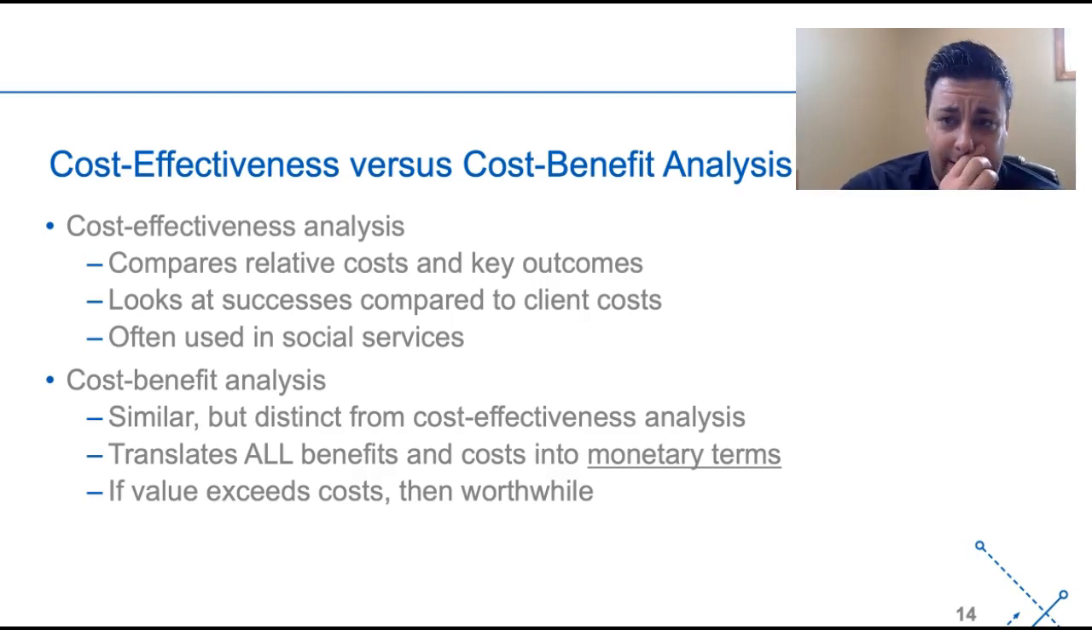A cost benefit analysis, on the other hand, is distinct from a cost effectiveness analysis. However, it is similar. The cost benefit analysis really translates all of those benefits and costs into monetary terms, and so we have to assign some dollar value to certain things, and sometimes those things are sort of difficult to assign a dollar value to. And in fact, there's some ethical concerns about assigning dollar values to health status indicators or quality of life indicators and things like that.